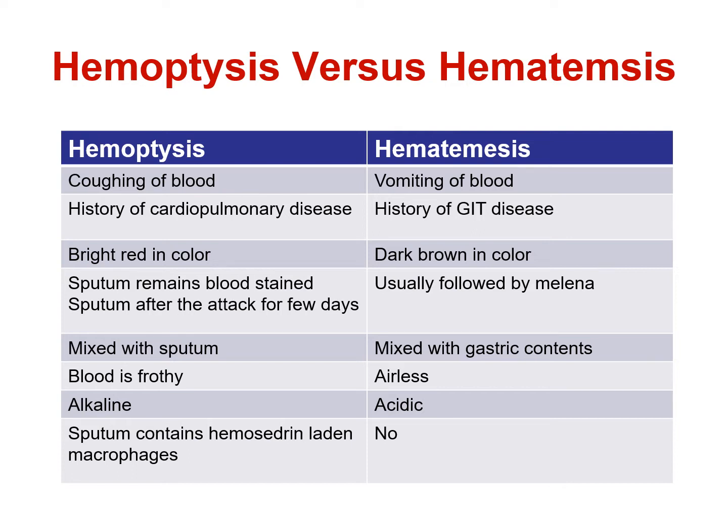The blood in cases of haemoptysis is frothy due to the presence of air, but in hematemesis it is airless. The pH in haemoptysis is alkaline, but in hematemesis it is acidic due to gastric acidity. In haemoptysis, sputum contains hemosiderin-laden macrophages, which are not present in cases of hematemesis.